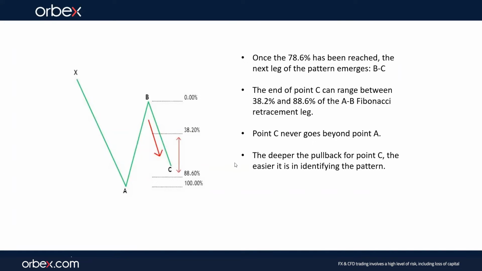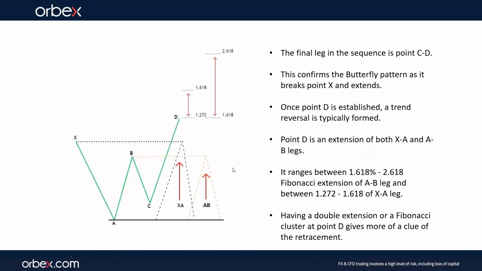So point C never goes beyond point A, very important. And then again, the retracement can land anywhere between 38.2 and 88.6. Again, the deeper the pullback for point C, the easier it is for identifying the pattern. If we've got the pullback up to here, it's a little bit more difficult to identify because it's not looking like a full harmonic pattern in the end. So something to keep an eye out for as well. Now with the butterfly, it's not complicated, but it's just like an extra leg on here. Basically, I'll just talk you through it.